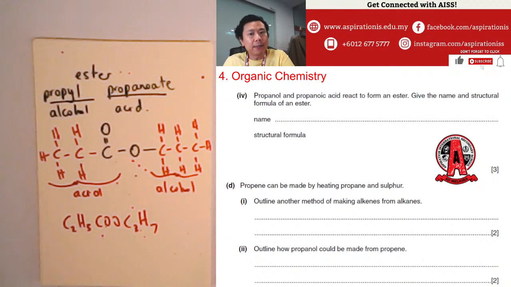Propene can be made by heating propane and sulfur. Wow. So another way of making alkenes from alkanes. Very good, very good. So thermal cracking, heat and catalyst. Actually, with the word thermal there, heat is already included. Alicia, there's no such thing. Okay, it's thermal cracking, Alicia. Okay. D2. Outline how propanol could be made from propene. It's okay, Alicia. It is okay to make mistakes in our class, right?